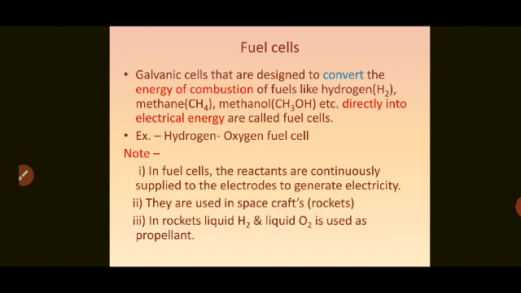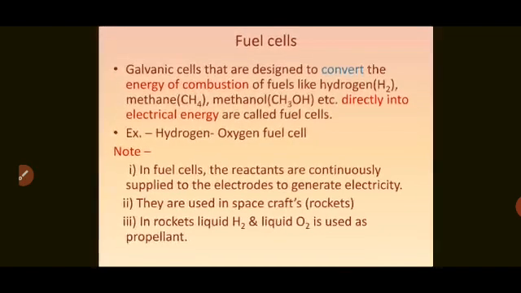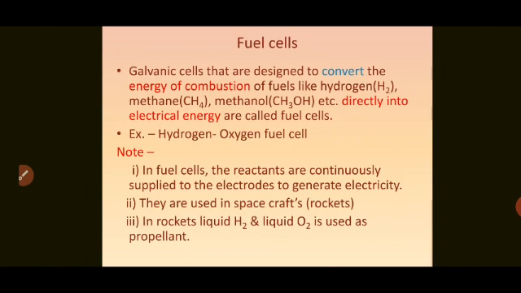Okay. So here fuels like hydrogen, methane or methanol are burnt in presence of air, that is oxygen, and it is directly converted into electrical energy. So this type of cells are called fuel cells. One such example is the hydrogen oxygen fuel cell. Now, what is there in the hydrogen oxygen cell?